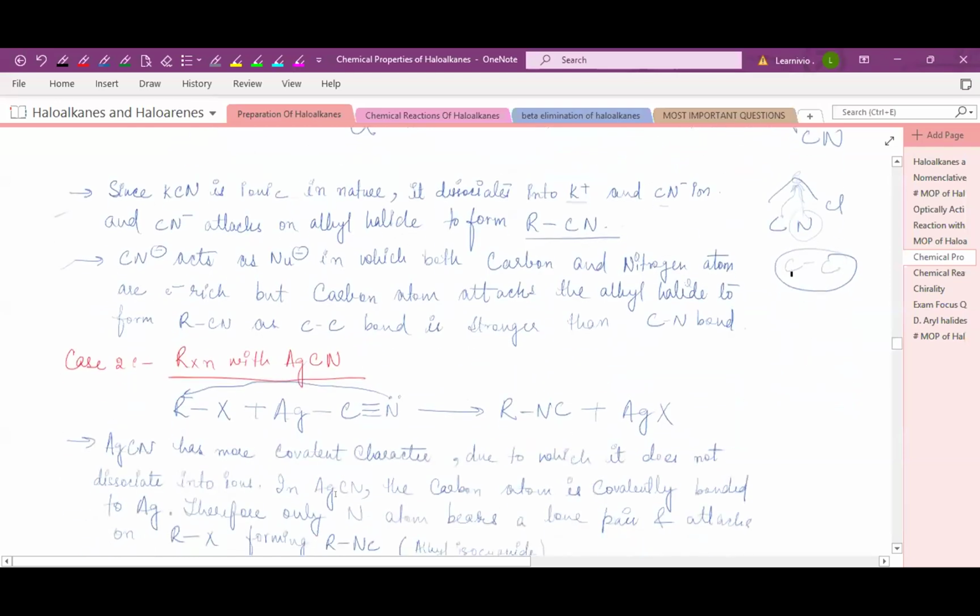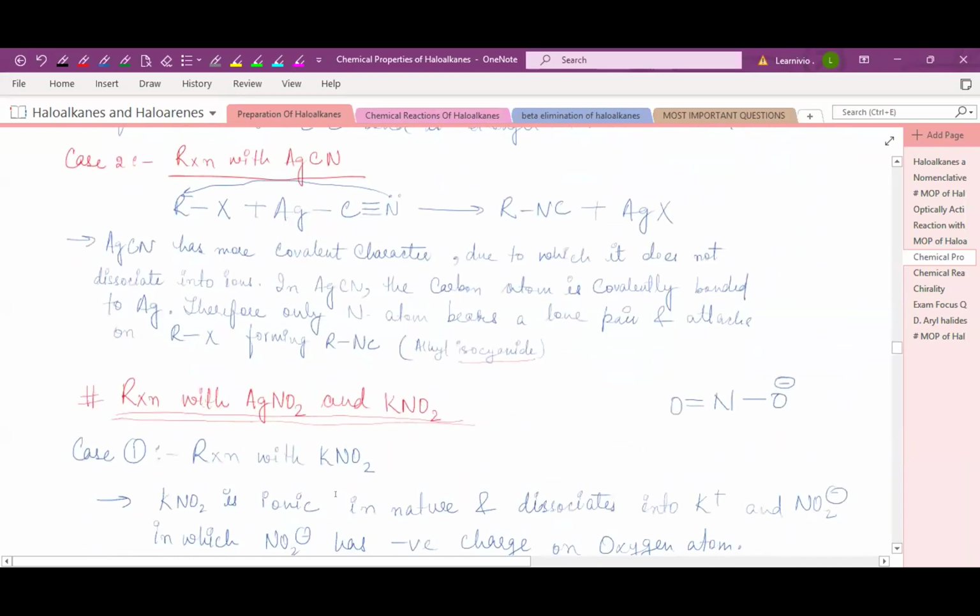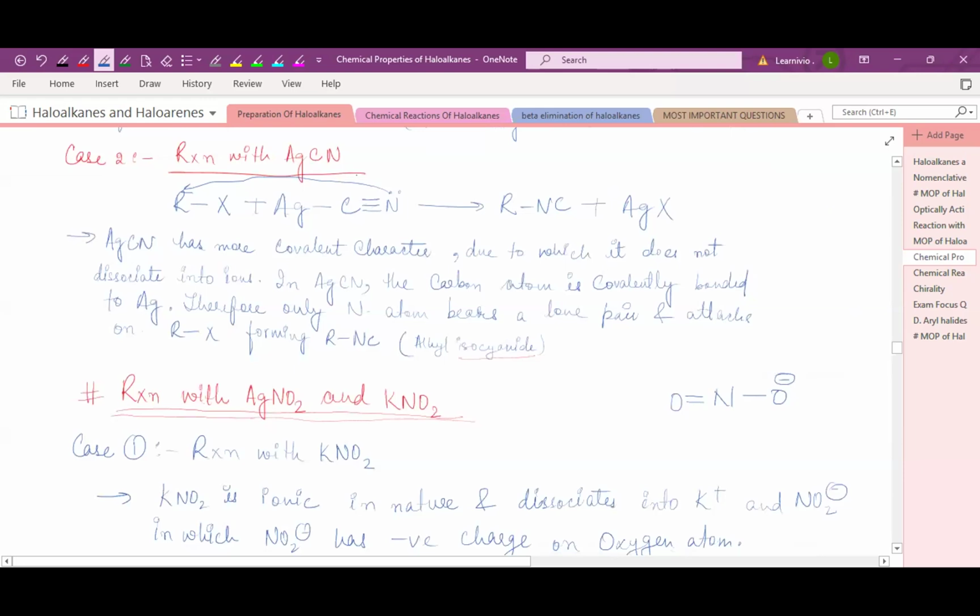Similarly, if you see the second case, then it will be more clear. Reaction with AgCN. As I told you, silver के साथ अगर cyanide है, तो then the attack is from the nitrogen side. Why is the attack from the nitrogen side? Because AgCN has more covalent character than ionic. It has more covalent character, due to which it does not dissociate into ions. ये dissociate नहीं होंगे ions में.